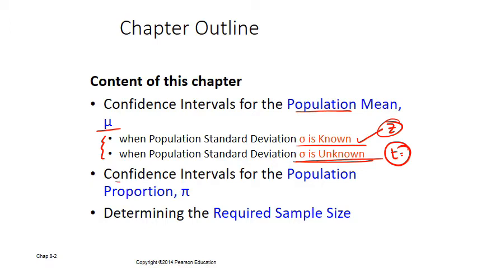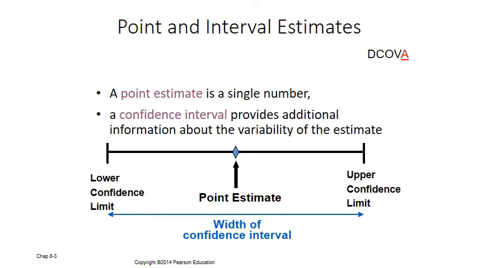So we will construct confidence interval for population proportion as well. As you have seen in your last topic, we were estimating population proportion as well on the basis of sample proportion. So here you can see this is the point estimation. Point estimation means on the basis of x bar we were estimating mu, the population mean.